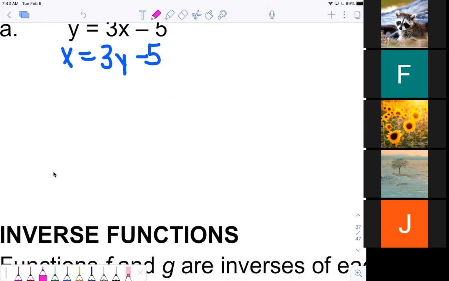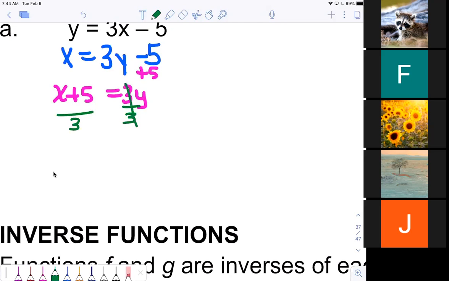You would have to get y by itself. Yeah, what would you do first to get y by itself? Add 5 to both. All right, so add 5. And then what would you do, Ava? Divide all of it by 3. Yeah.